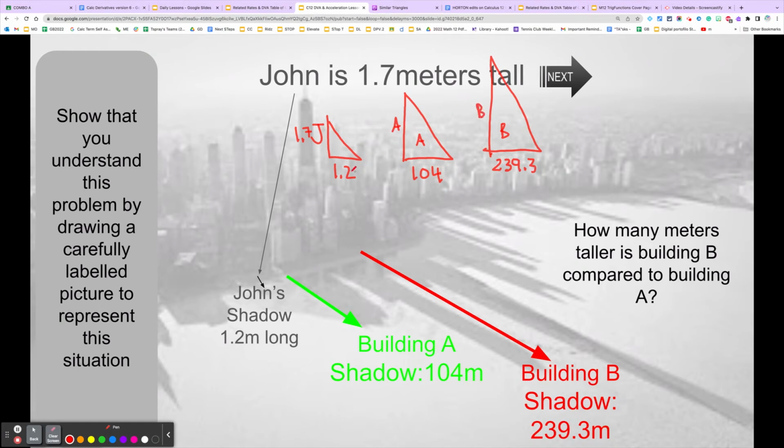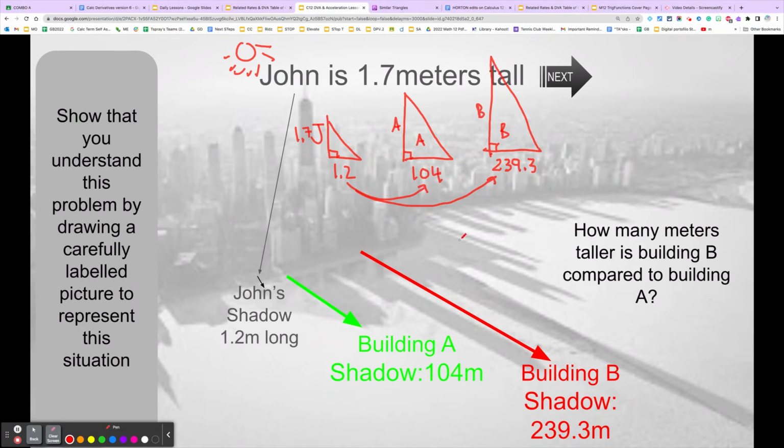So basically what we need to do is keep in mind that the sun creates the shadows, and the sun is so far away that it would create proportional triangles, similar triangles. So there'd be a multiplier from here to here, and there'd be a multiplier from here to here, and we could easily calculate that.